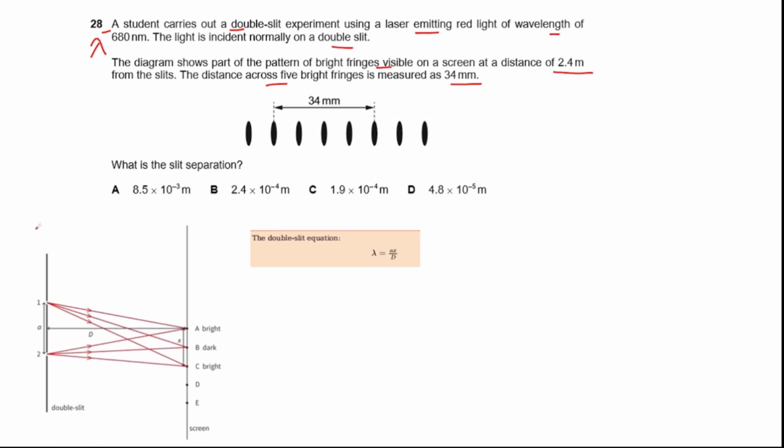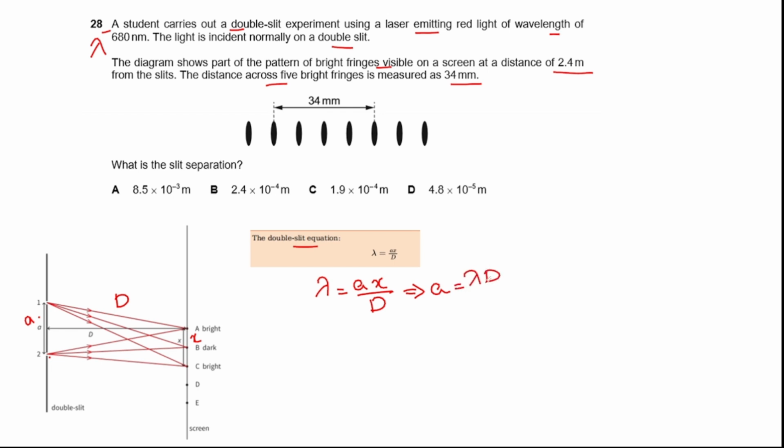So this is the double slit experiment. So there are two slits. Here there is a separation and that is represented with a, and the distance from the slit to the screen is represented by D, and the distance between the fringes is represented by x. So there is a double slit equation. You can find out the wavelength by using the formula ax divided by D. So here what you have to find out is the slit separation, so it is to find out the a.